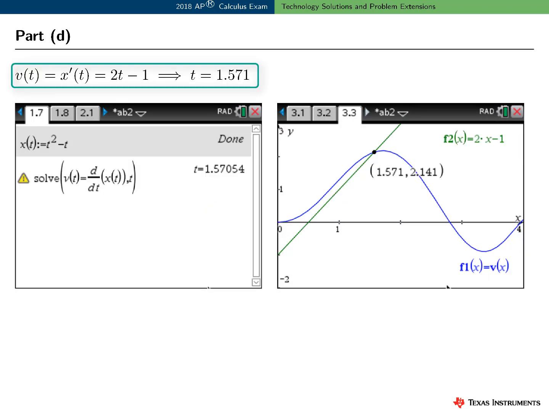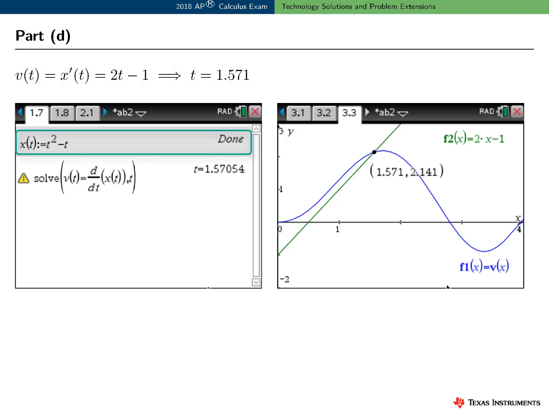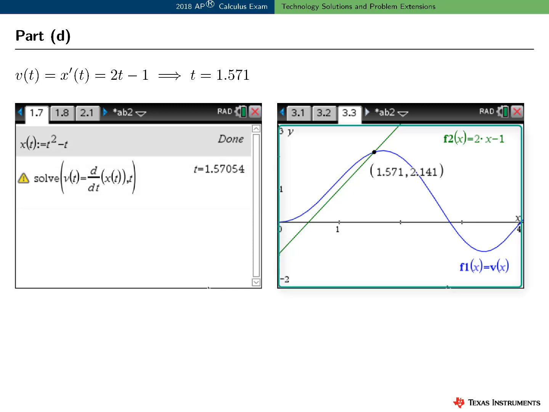In part D, we simply need to set the two velocity functions equal and solve for t. The velocity function for the second particle is pretty straightforward, 2t minus 1. But we need technology to solve for t. Here, I defined the position function for particle 2, and I used the solve command to find the value of t where the two particles have the same velocity.